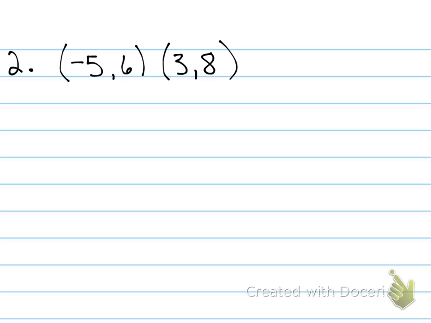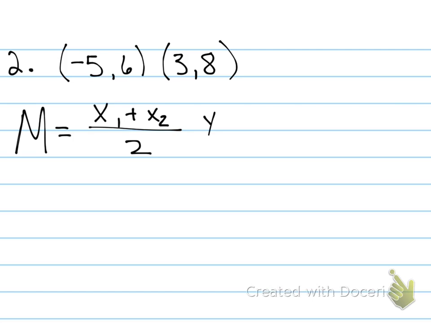Say the formula with me. M equals x1 plus x2 over 2, and y1 plus y2 over 2. And why do I put parentheses around the entire thing? Because the answer is an ordered pair. Essentially what I'm doing here is adding my x values and dividing by 2, and adding my y values and dividing by 2. So here we go.